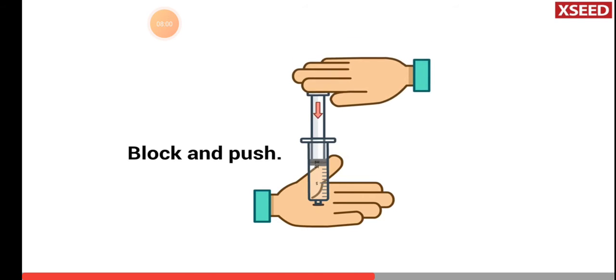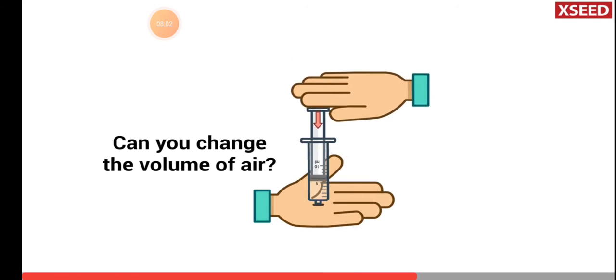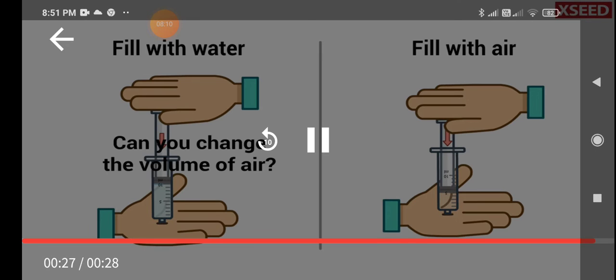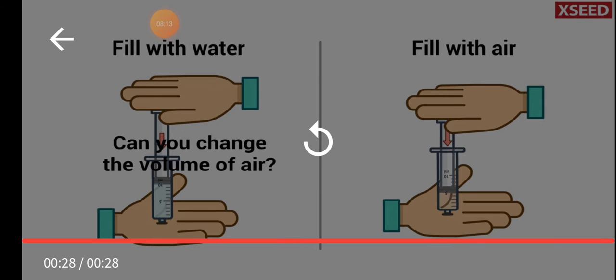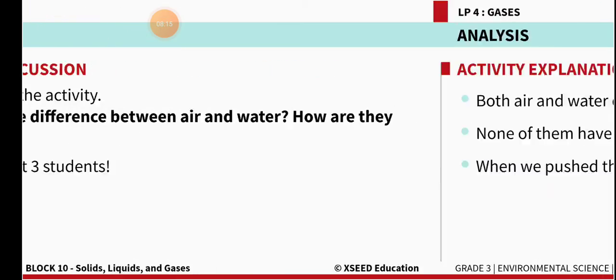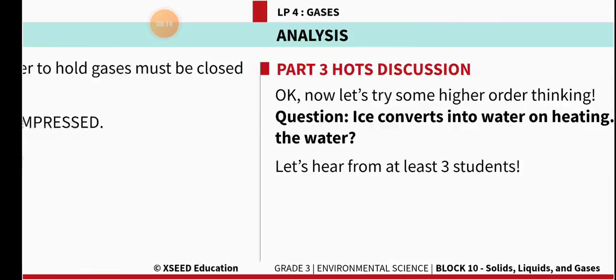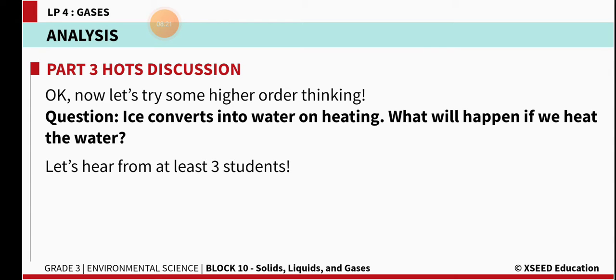Now, fill the syringe with air. Try to push the plunger again. Both air and water take up space inside the syringe, but we can compress only air. Okay, so that is the difference between gases and liquids.